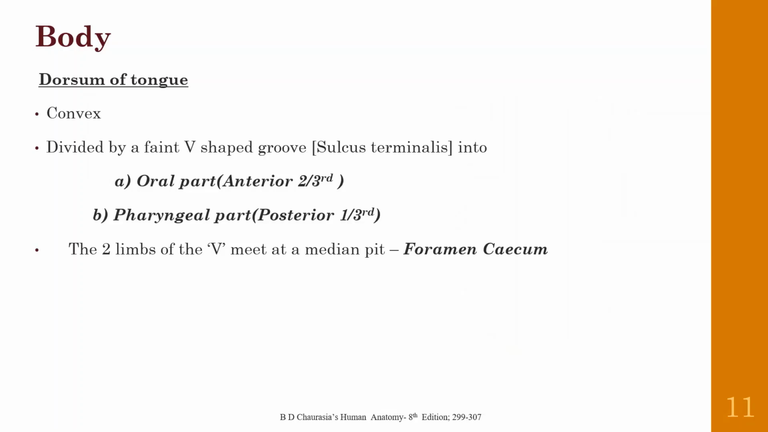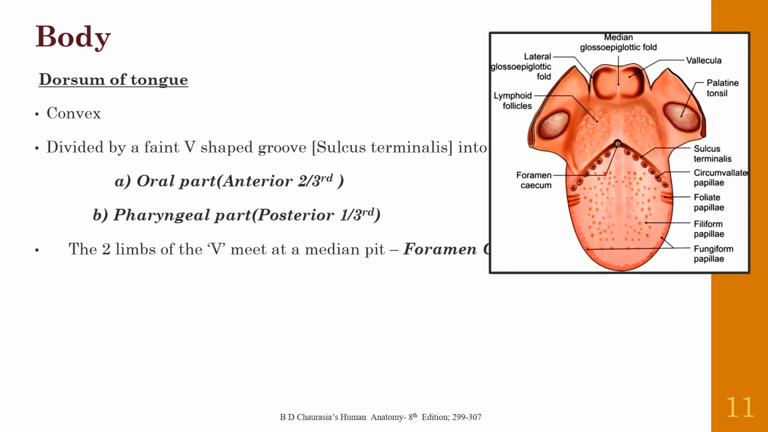The body has two parts, the dorsum and the inferior surface of the tongue. The dorsum of the tongue is convex in all directions. It is divided into the anterior two-third or the oral part and the posterior one-third or the pharyngeal part by a faint V-shaped groove, the sulcus terminalis. The two limbs of the V meet at a median pit, the foramen cecum. They run laterally and forwards up to the palatoglossal arches. The dorsal surface is covered with papillae, which makes it rough.